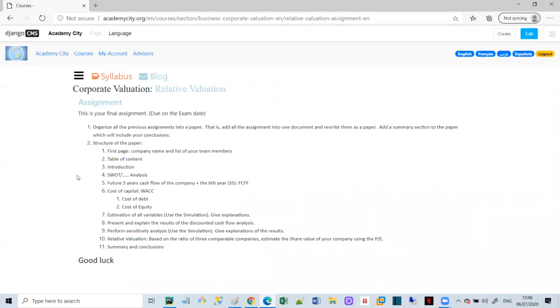I changed it slightly. I moved what was number 1, I put it as number 10. I'll get back to that in a minute, and I will also show you how you do number 10.